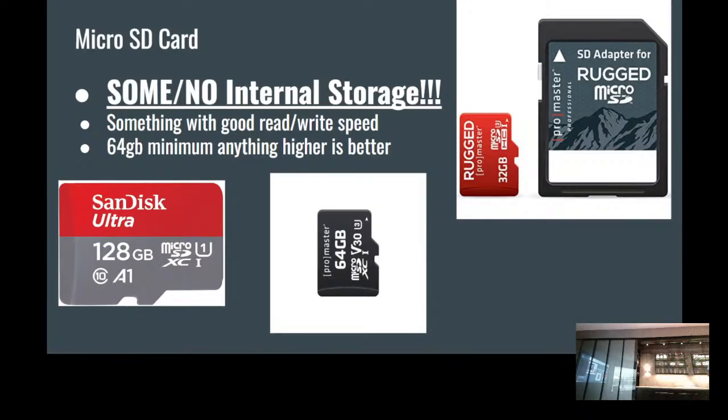When you're picking out a card, I'd recommend getting something with a good read and write speed. And at minimum, you should have at least 64 gigabytes or higher to save the information that's coming in from your drone or from your camera or from your camcorder.